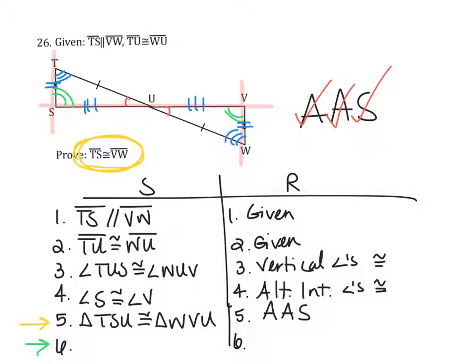So they want me to say that TS is congruent to VW, and my reason there is going to be CPCTC, or that corresponding parts of congruent triangles are congruent. So really this looks a lot like what it did last week. It's just that we're going to have an additional step. Normally after we've said the triangles are congruent, we're going to add an additional step to say any of those corresponding parts are congruent.